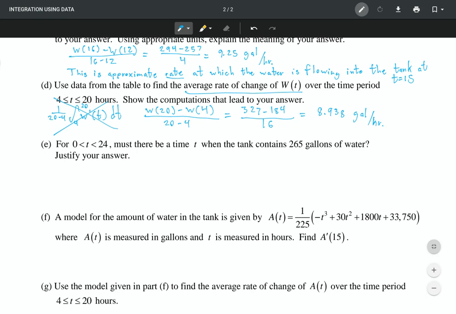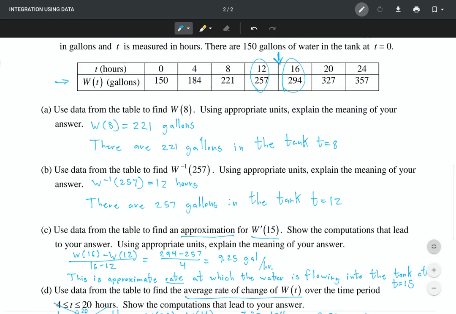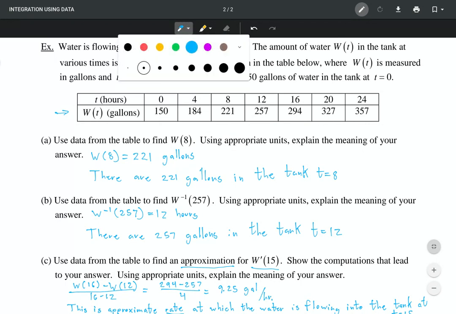The questions. All right. So on E, between 0 and 24, there must be a time t where the tank contains 265 gallons of water. Justify your answer. So this comes down to theorems, and this is what you really need to know. Now, a lot of you are going to understand this intuitively, right? We're talking about water flowing into a tank, so we can assume it's continuous, right? Now, it's asking you, must there be a time? Is there a time? Whoops, I'm trying to erase, and I don't know why it's not erasing. Okay. I'm trying to figure out if there is a time where you have 265 gallons of water in the tank.